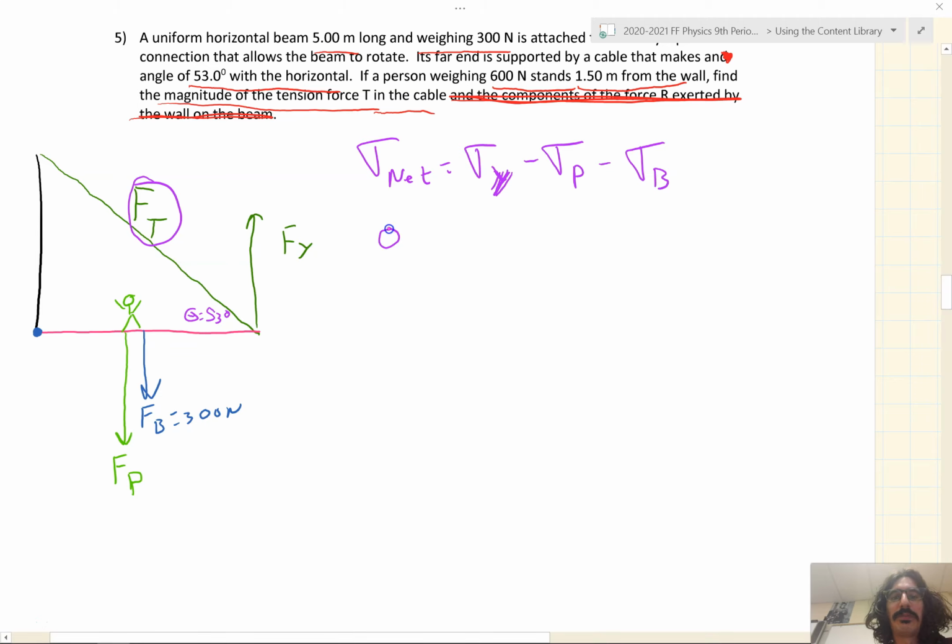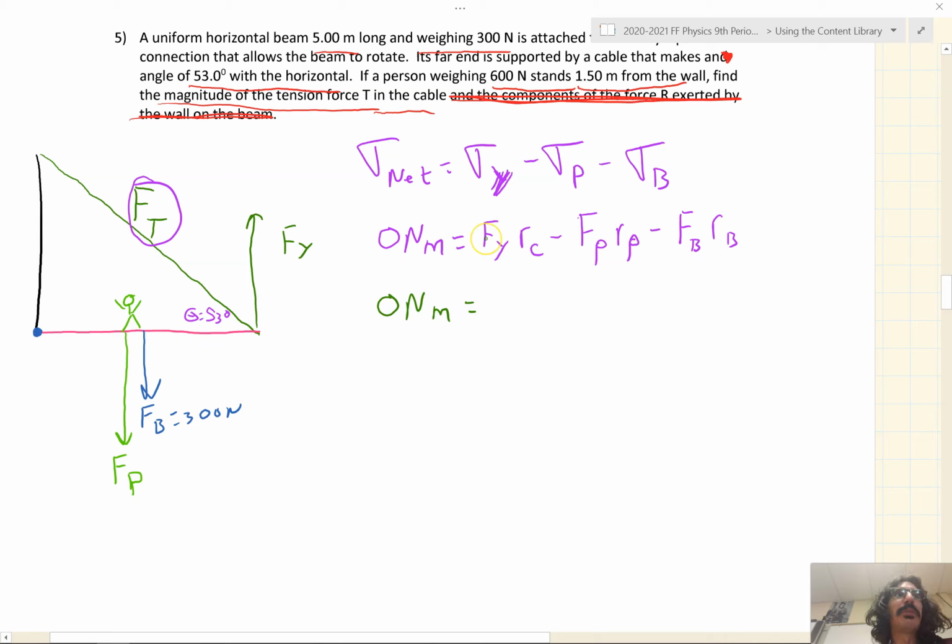So we have 0 newton meters is equal to the force of the cable in the y direction times how far away it is. I guess we'll put R sub c for cable. Away it is from the point of rotation, minus the force of the person times how far away they are, minus the force of the beam times how far away it is from the point of rotation. And why don't we expand the force of the cable in the y direction, because that's what we're trying to solve for, the resultant. So we have 0 newton meters.